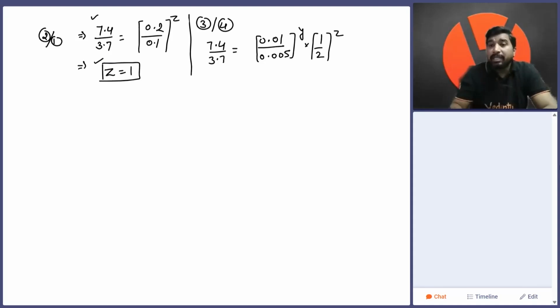And we know that z is equal to 1. So 2 is equal to 2 to the power y into 1 upon 2. So it should be 2 squared is equal to 2 to the power y. Now from here we can get y is equal to 1.